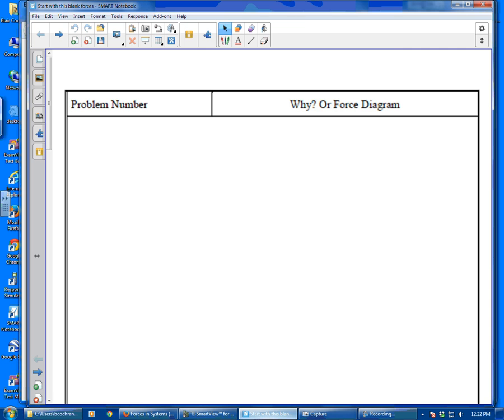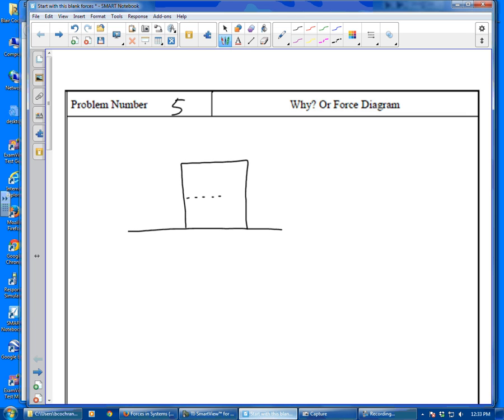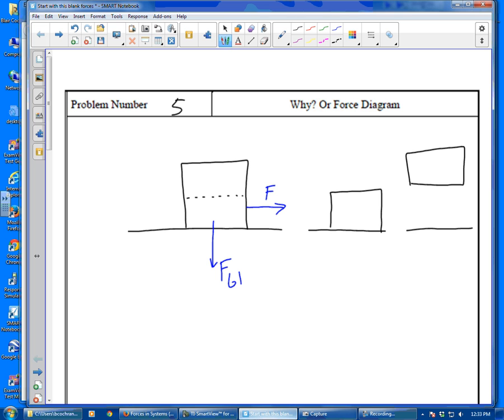So this is number 5, right? I'm going to have 3 force diagrams. I'm going to have the one for the system, one for the lower block, and one for the higher block. Like that. So I'm pulling with the force F this way, and the Earth pulls so it has a weight down. I'm calling it total weight.